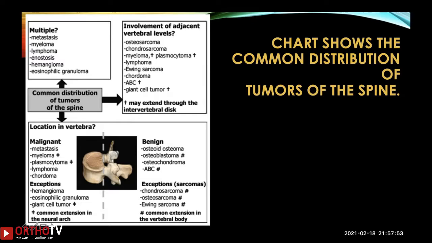If you look at the sites, and multiple sites are involved, the first thing which should come to your mind is metastasis. The other common ones are myeloma or lymphoma. If it involves adjacent vertebral levels, so you have one spinal level, another one on top, and one below, those are seen in osteosarcoma, chondrosarcoma, as well as myeloma and other tumors.